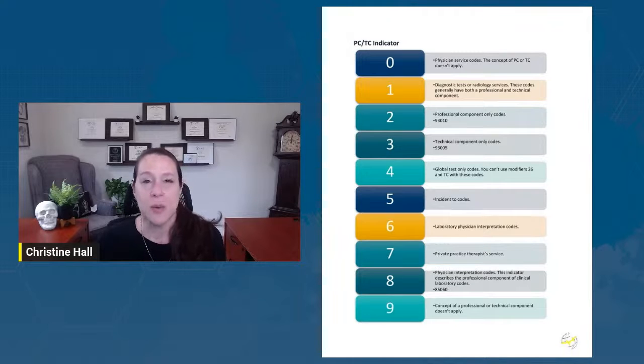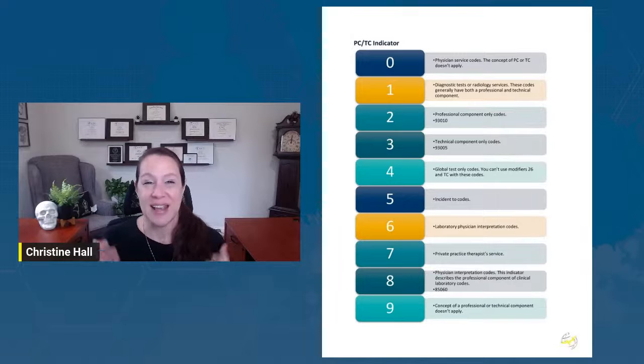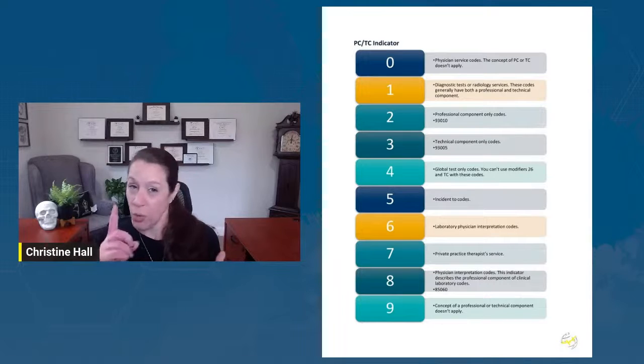So when you see that 0, we see that on evaluation and management. There's no professional component or technical component. It doesn't apply. It's a physician service. It's evaluation and management, right? 1 would be diagnostic tests and radiological services. These usually include both a professional and a technical component. When you see this indicator, we're really talking about Modifier 26 and Modifier TC could be used on this particular code when it has a PCTC indicator of 1.